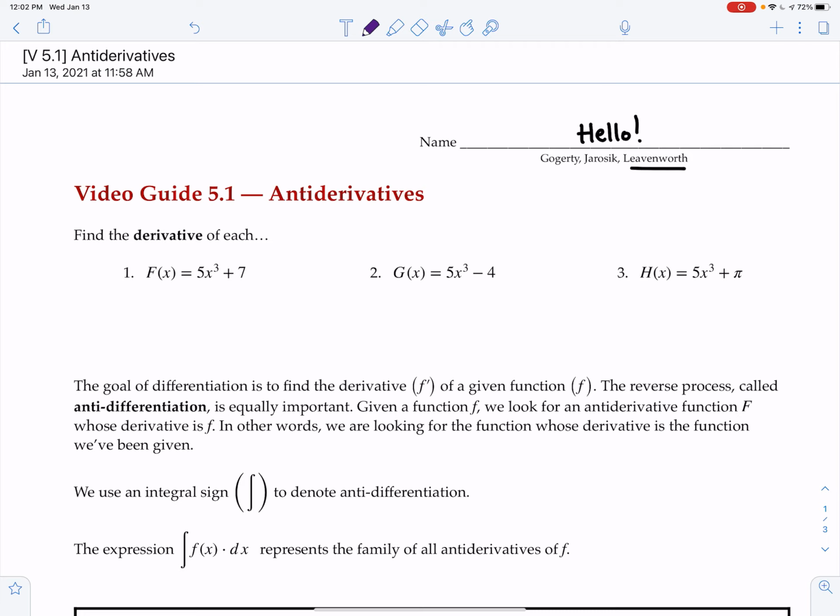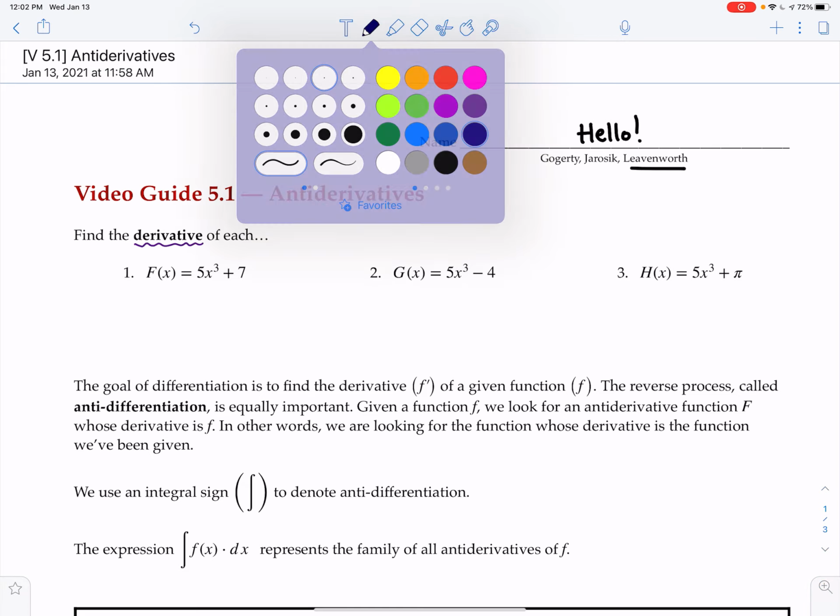If we were in class traditionally, this would be like an opener, where you would walk in and knock out these three problems, because this part is a review. It is find the derivative of each of these three problems. And so we would say, oh, okay, all right, here we go.